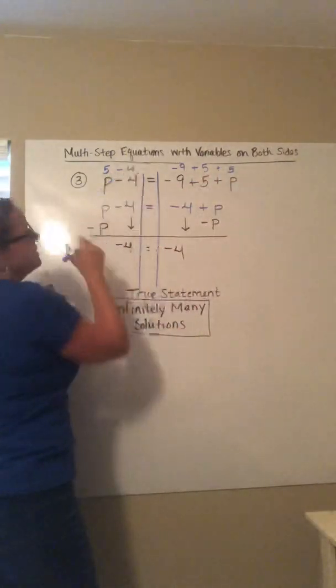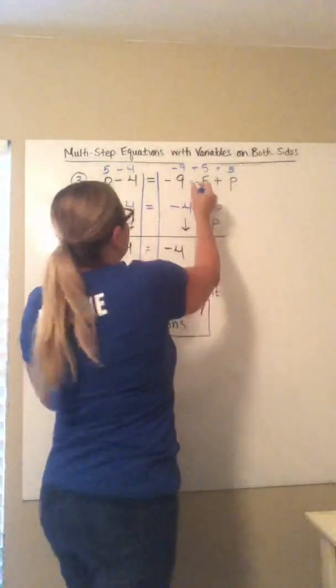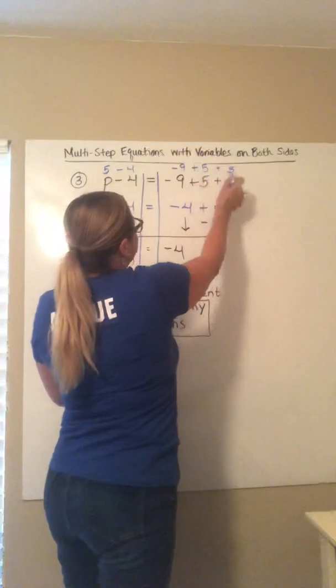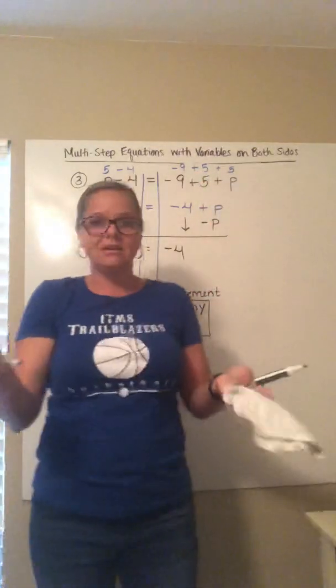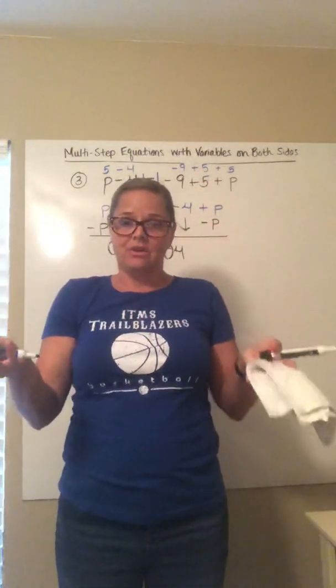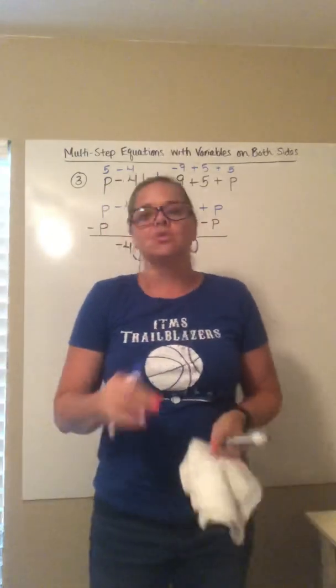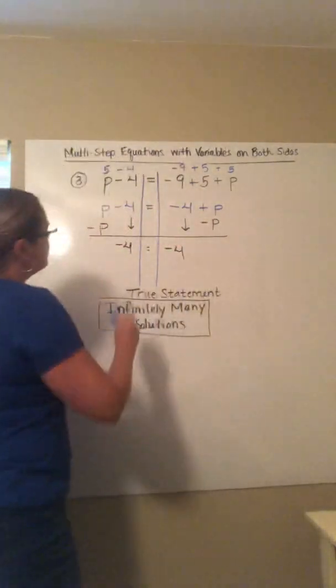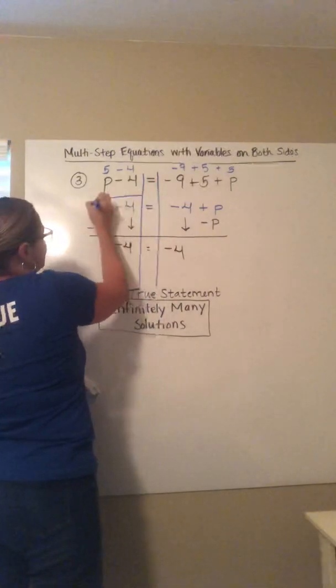Well, 5 minus 4 is 1. -9 plus 5 plus 5 is 1. So again, the two sides equal each other. So it doesn't matter what number I choose, every number is going to work. And do you know where I really could see that is right here.